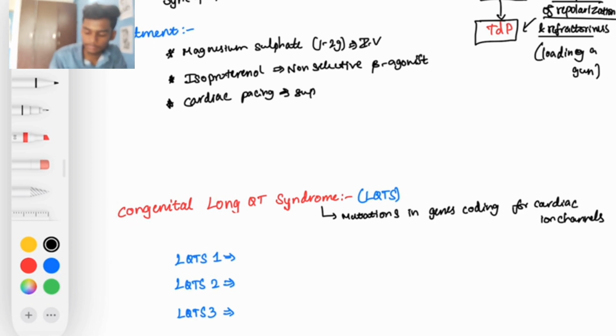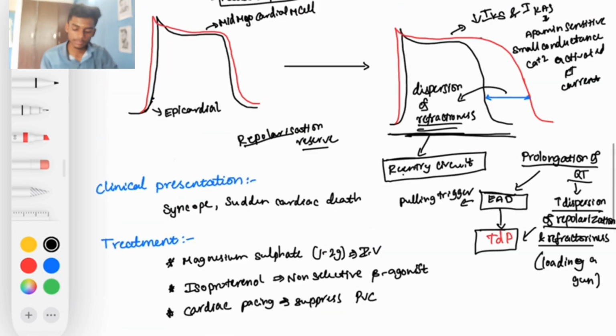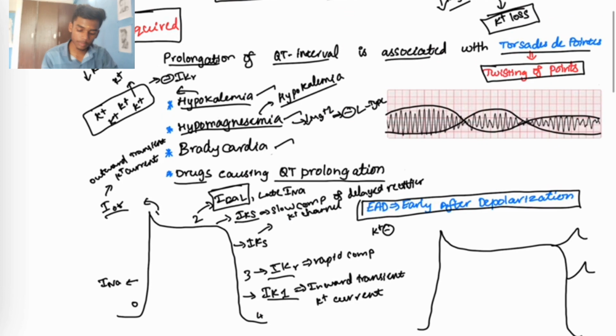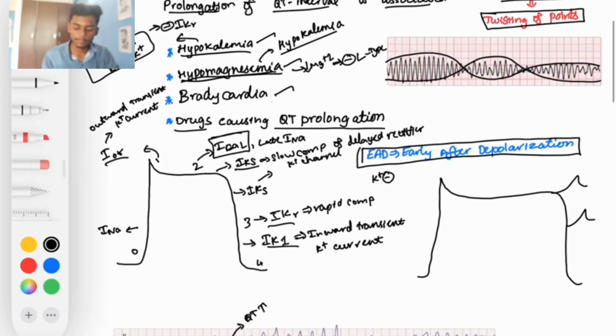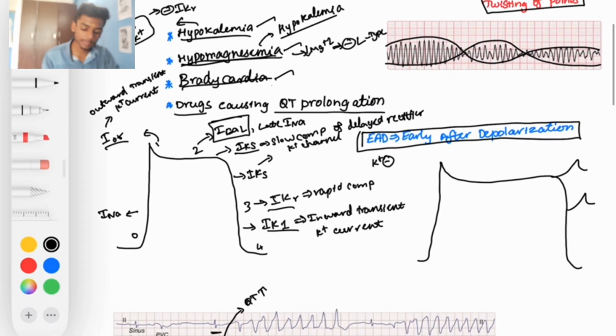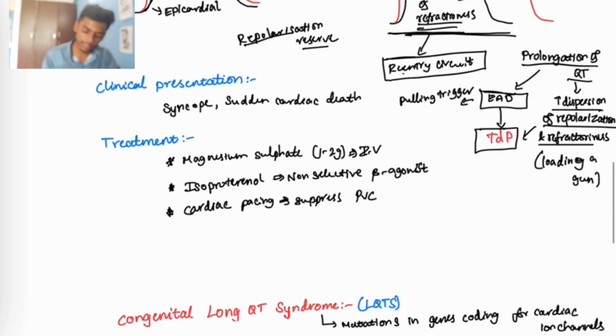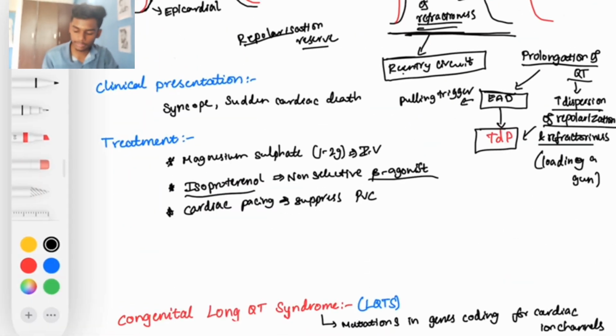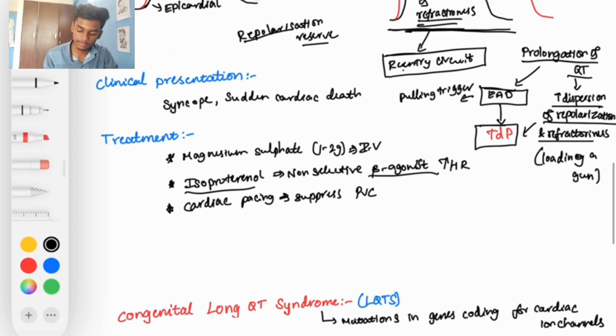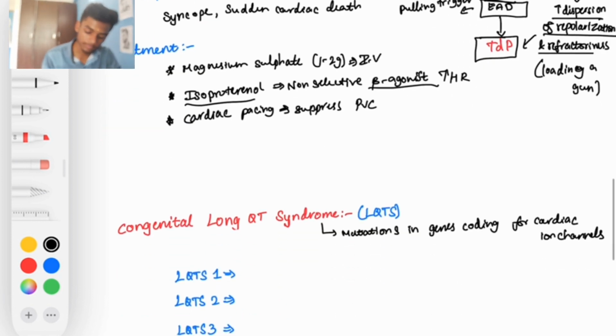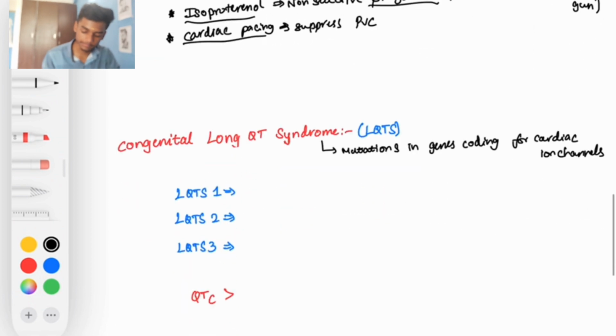It will suppress premature ventricular contraction. See here, due to hypomagnesemia, we are giving magnesium sulfate. When there is bradycardia, by giving isoproterenol, which is a non-selective beta agonist, there is increased heart rate. We will terminate Torsades de pointes, and also by cardiac pacing.